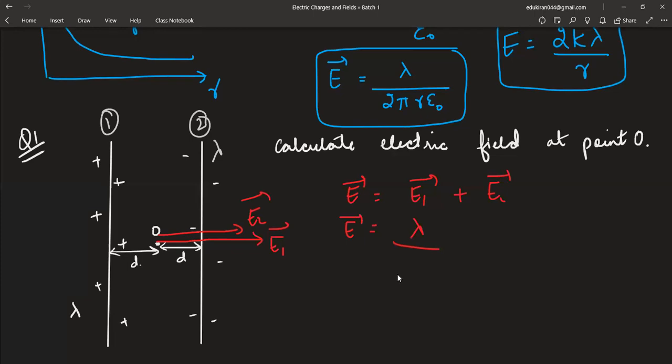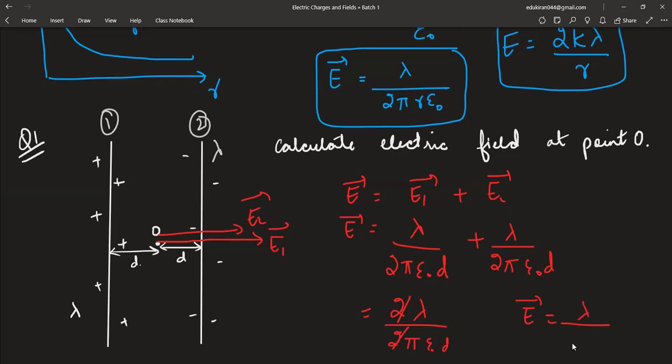Lambda divided by 2 pi epsilon naught d, plus, again for E2 when we are calculating due to this wire, the dimensions are same, lambda and d. So it would be lambda divided by 2 pi epsilon naught d. Correct, class. When you add both of these, that becomes double. This becomes 2 lambda over 2 pi epsilon naught d. You're just doubling it, so the 2 would be cancelled. Final electric field would be lambda divided by pi epsilon naught d.